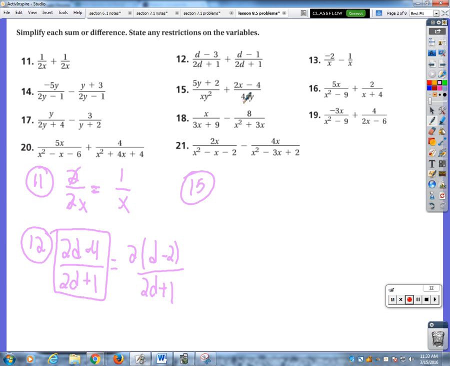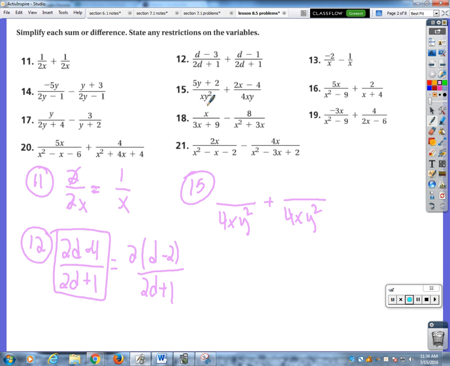So since this one has a 4, this one needs a 4 also. Yeah, now you got it. And since this one has a y squared, this one needs a y squared also. So my common denominator there is actually going to be 4xy squared. So you're not doing that thing where you figure out the least common multiple or greatest common factor or whatever, where you take the minimum of the factors. You have to take all of the factors and put them in there. So this is now 4xy squared.